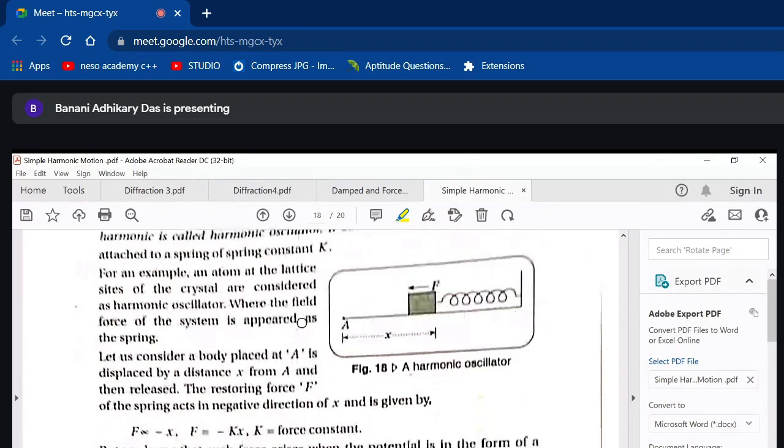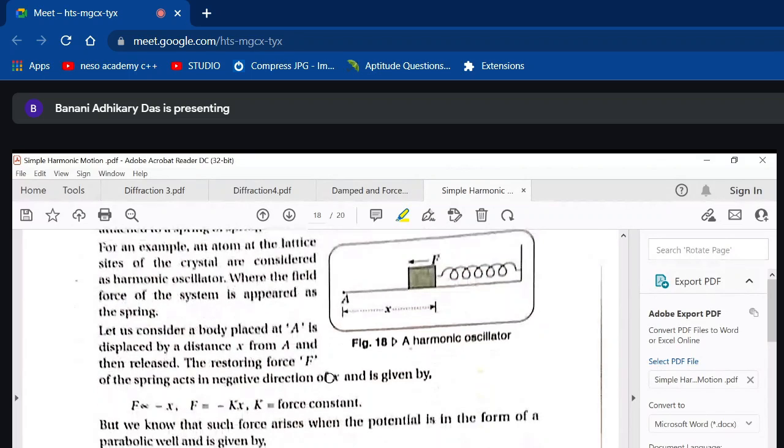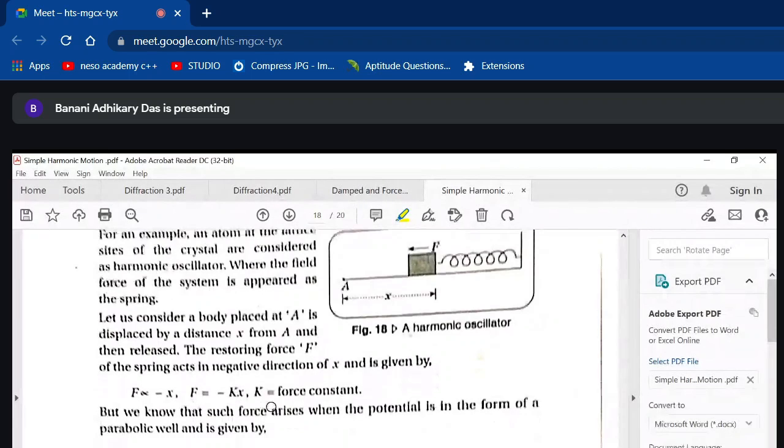So what is the force? You know that the force is always proportional. So you have a spring, you have a mass attached to it, you give a displacement x, then F is proportional to x. So F is equal to minus kx. By this time, you are very much familiar with the mathematics.